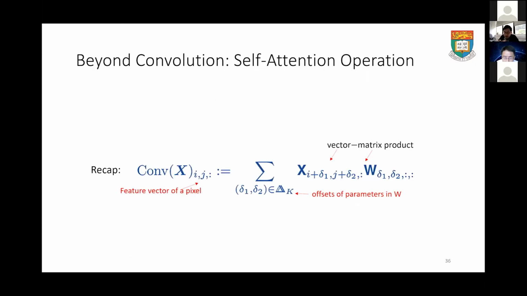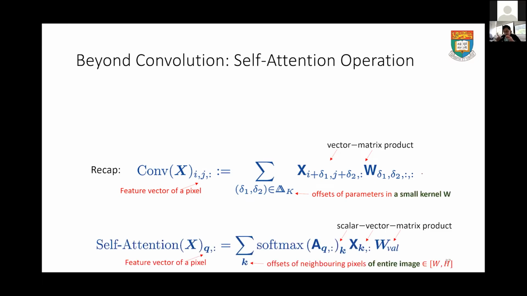Okay, let's go beyond the convolution. Here we introduce the replacement of convolution by using the self-attention operation. We need to recap the equation of convolution first. If we use a convolutional function to extract the feature vector of a pixel, it is just equivalent to the vector matrix product between the image and the parameter weight matrix, right?